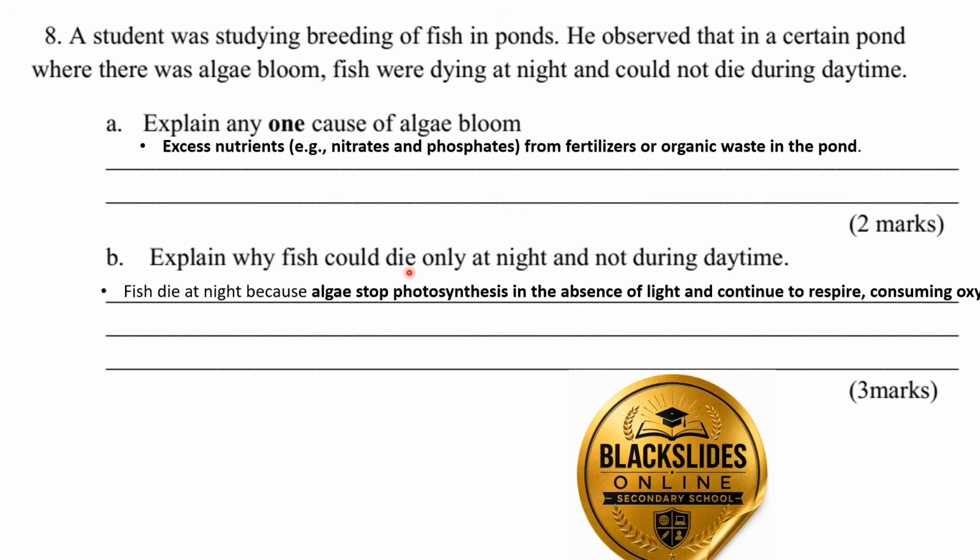Explain why fish die only at night and not during the day. This is because fish die at night because algae stop photosynthesizing at night when there's no light, but continue respiring, consuming all the oxygen present. So as a result, they die.